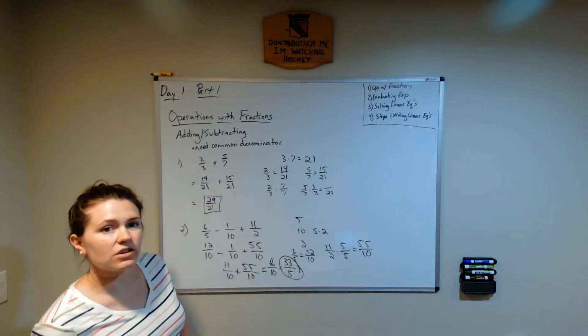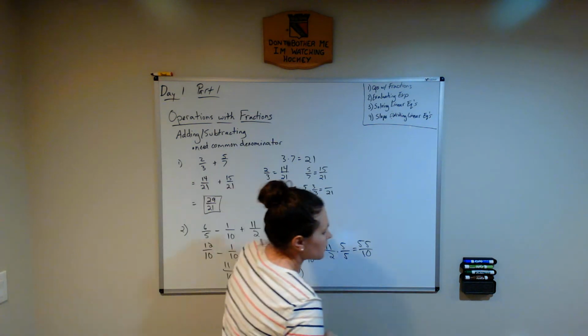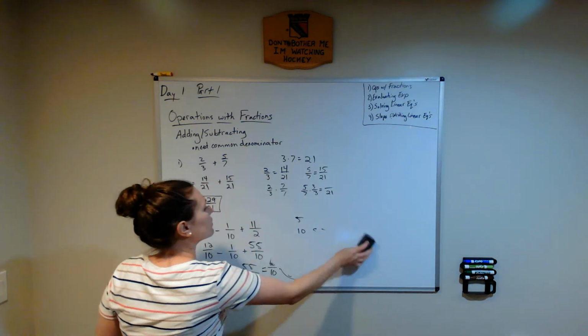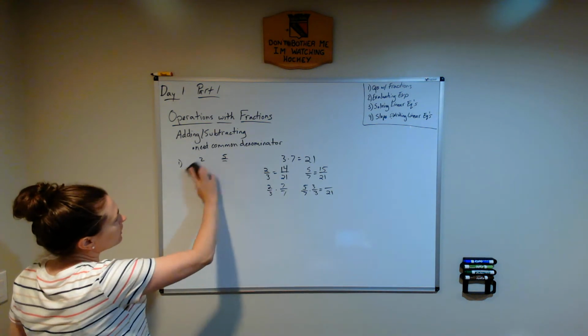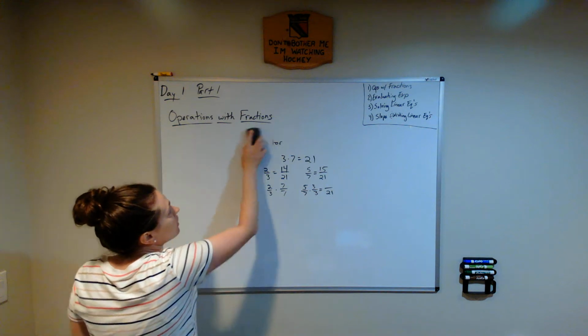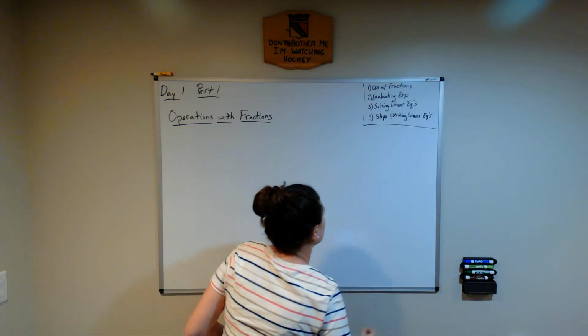Okay, and so that's it for adding and subtracting fractions. You need to make sure you have a common denominator. You can use any multiple of all the denominators as a common denominator, or you can try and achieve the least common denominator, which would be the least common multiple between all denominators.